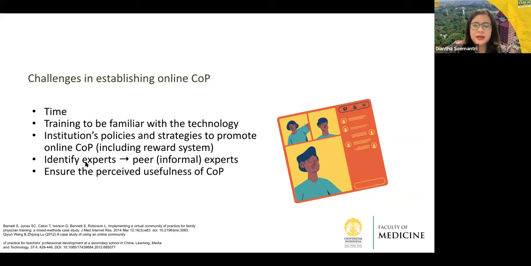Identify experts. This could be the challenge. Which experts are we going to invite into the COP to become the experts from whom everybody could learn?